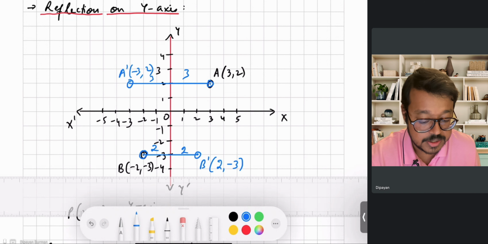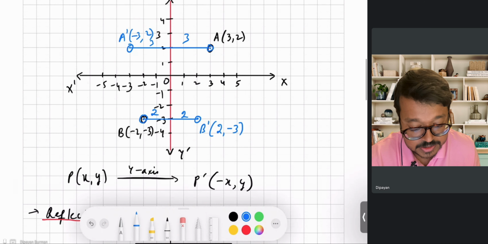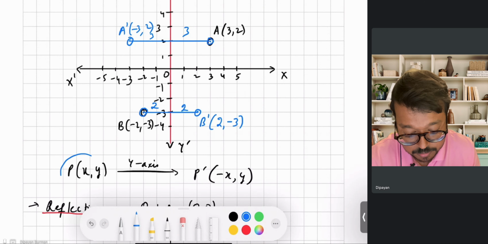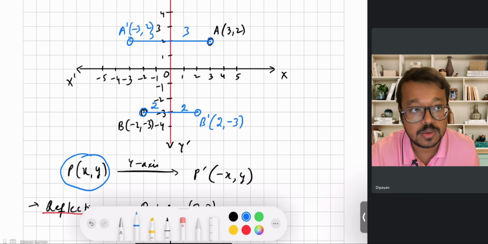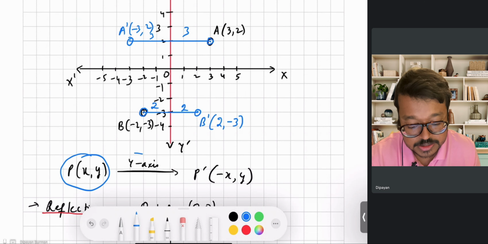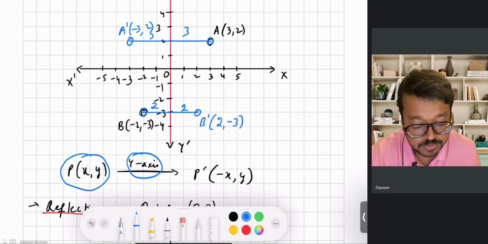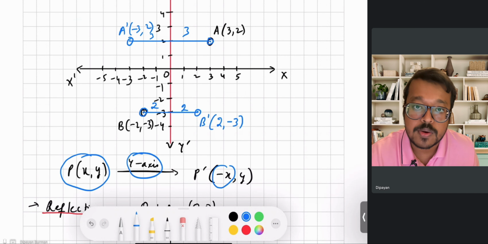So in general, if I see any point P with the coordinates (x, y), when we reflect it on the y-axis, the image P dash will have coordinates (-x, y). So the y coordinate remains the same, but the x coordinate's sign will change.